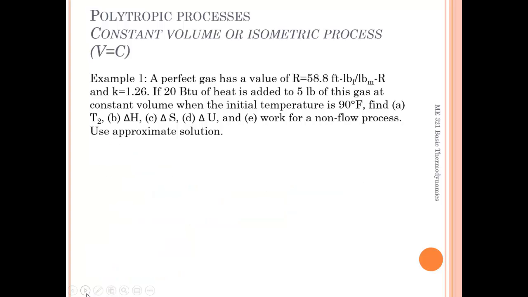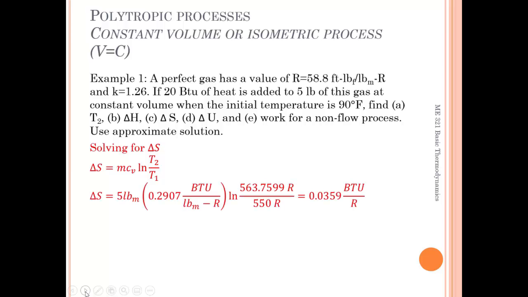Next, we are going to solve for the change in entropy. Based on the formulas that we presented in the previous video lecture, the change in entropy during an isometric process can be computed using this formula. Substituting all the known values in the formula, we will get 0.036 BTU per Rankine as the value of our delta S.